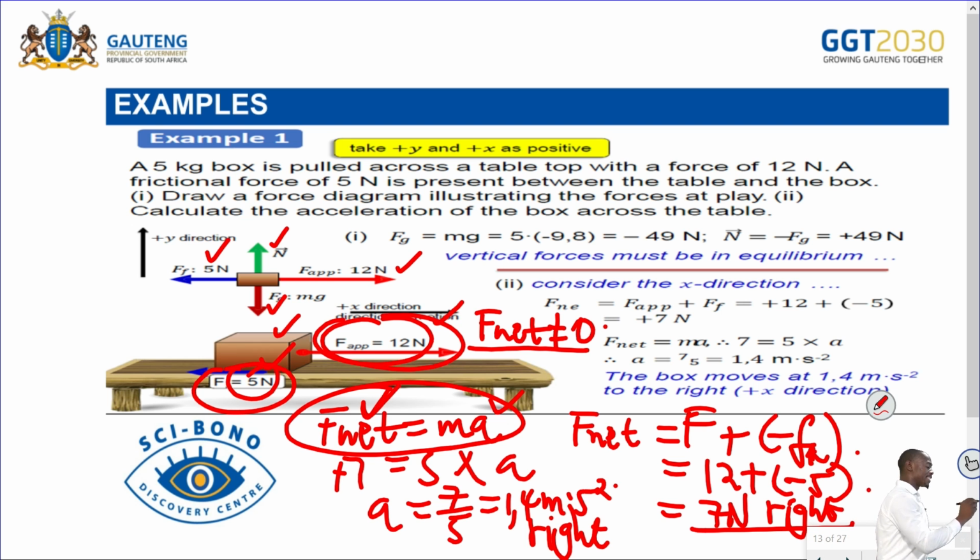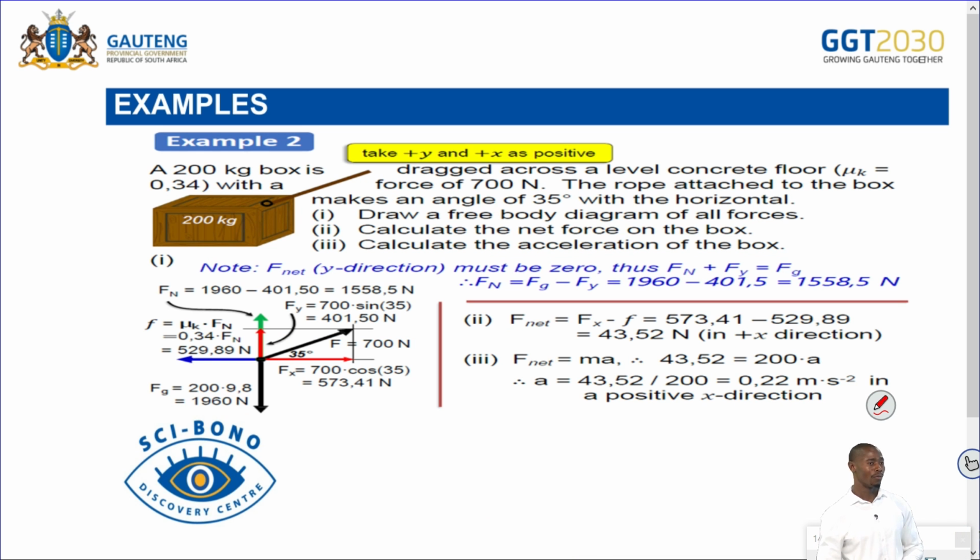So your F net and a, they're always acting in the same direction. According to Newton's second law, when a net force is applied on an object, the object will accelerate in the direction of the net force, right? So the net force and acceleration are always acting in the same direction. So the direction of the two is always the same. So you can't have net force to the right and acceleration to the left. It's impossible when it comes to Newton's second law, right?